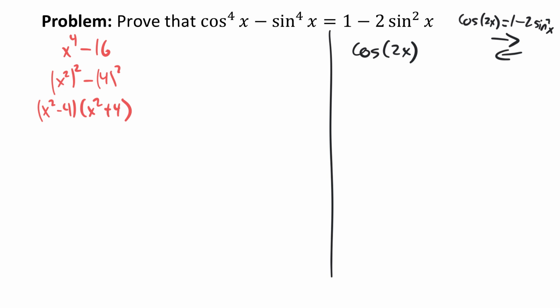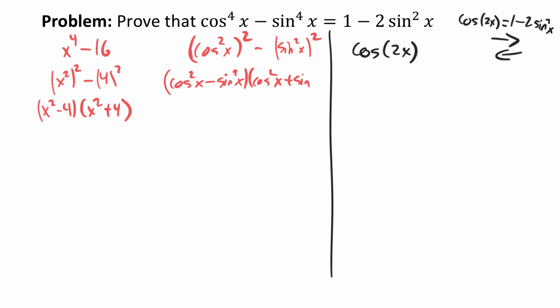If we try to do the same idea here, we can see this is cos squared squared, because 4 is the same as squared squared, and sine to the 4th we could write as sine squared x all squared. Now that's going to look like cos squared x minus sine squared x, and then cos squared x plus sine squared x. Now, why would I do this? Why would I take a power 4 and factor it as a difference of squares? Well, obviously because each one of these now has an identity.